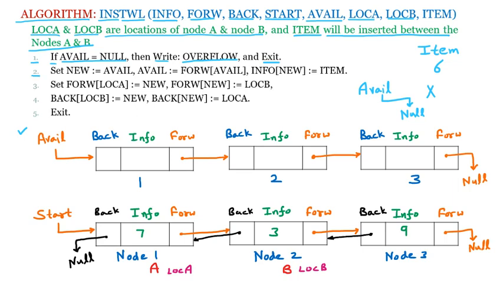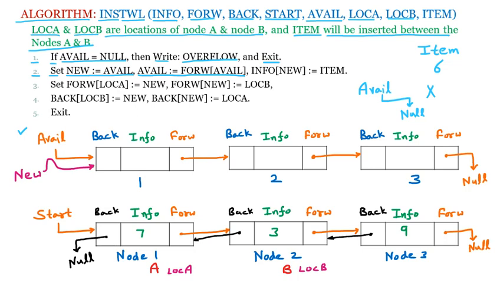Otherwise we go to step 2: set new equal to avail. So now we are going to set one node and call it new. New signifies that one node we are creating, new equal to avail. So this new is going to avail, and where avail is pointing, it is pointing to node 1. That means the first node we have captured as the new. Afterward we are saying avail is equal to forward of avail.